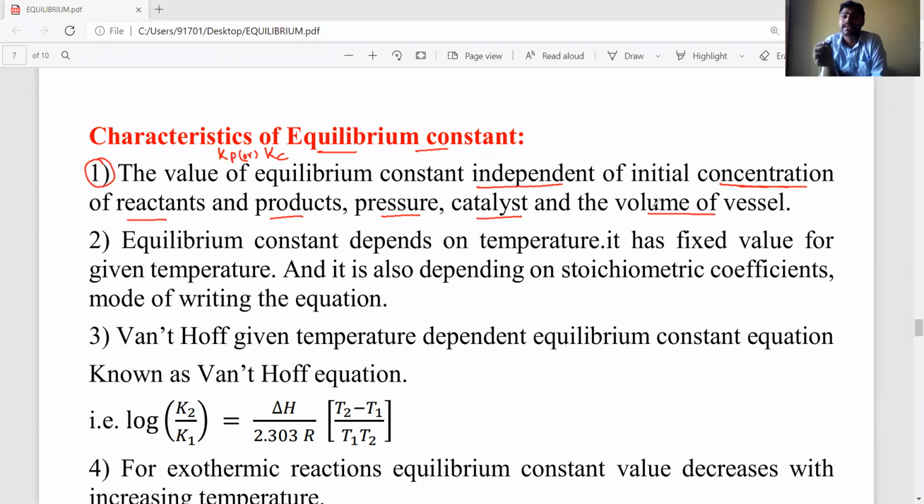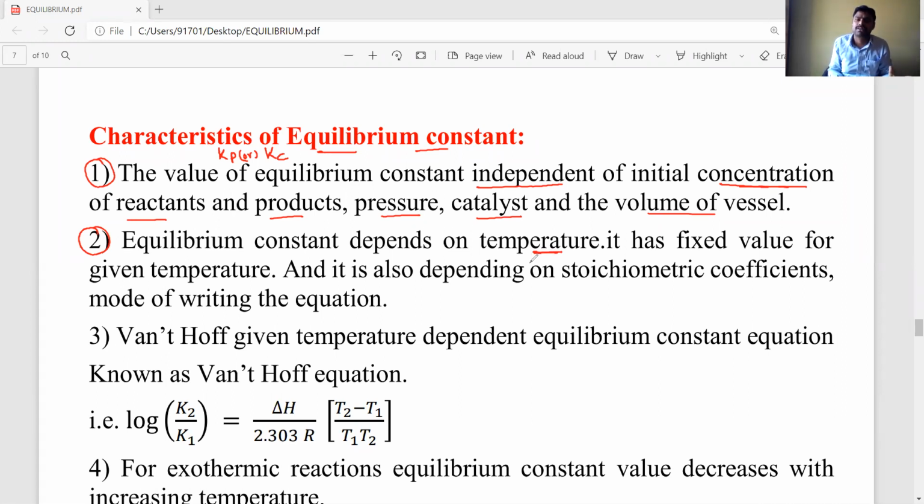So what conditions is the equilibrium constant value independent of? It is independent of the initial concentrations of reactants or products, the pressure of the reactants or products, as well as the catalyst and the volume of the reaction vessel or container. But the equilibrium constant depends on temperature, because for a fixed temperature it has a fixed value. If the temperature is changed, the equilibrium constant value will also change.